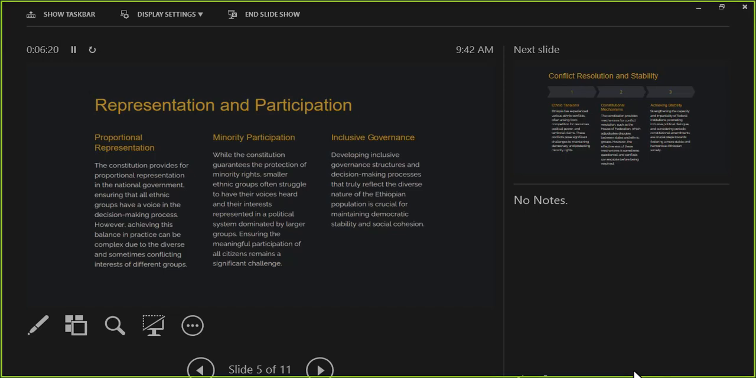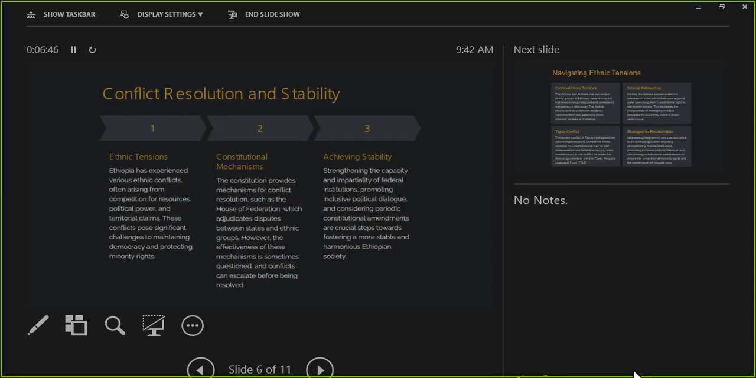The other thing is inclusive governance. This also means including minority groups at the time of decision making. When the government plans to decide on national matters, it should gather these minority groups to take their opinion on that decision. The other thing is conflict resolution and stability.